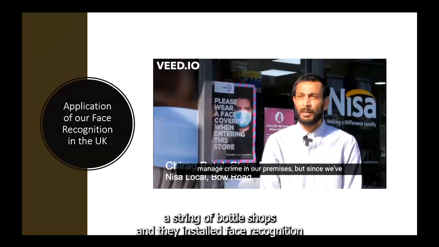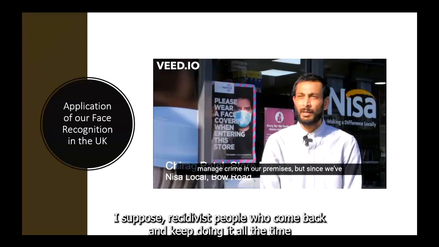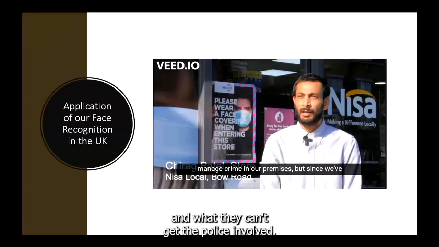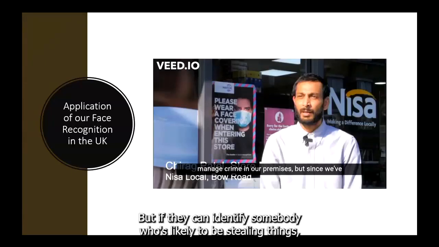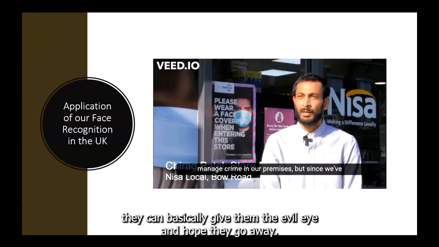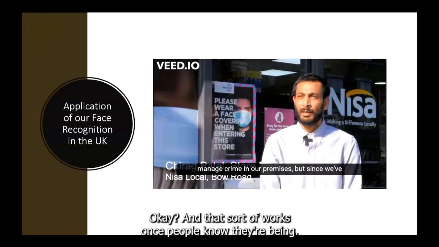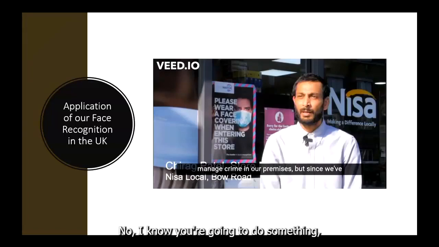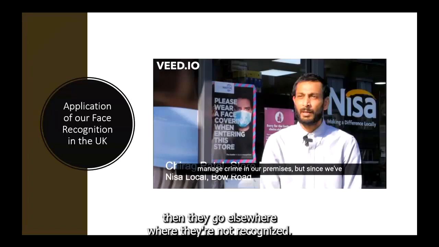So this is somebody running a bottle shop, NISA. It's a string of bottle shops, and they installed face recognition to identify potential shoplifters, people who are recidivists and keep coming back. They can't get the police involved, but if they can identify somebody who's likely to be stealing, they can basically give them the evil eye and hope they go away. And that sort of works. Once people know you know what they're going to do, they go elsewhere where they're not recognised. So let's see how this goes.